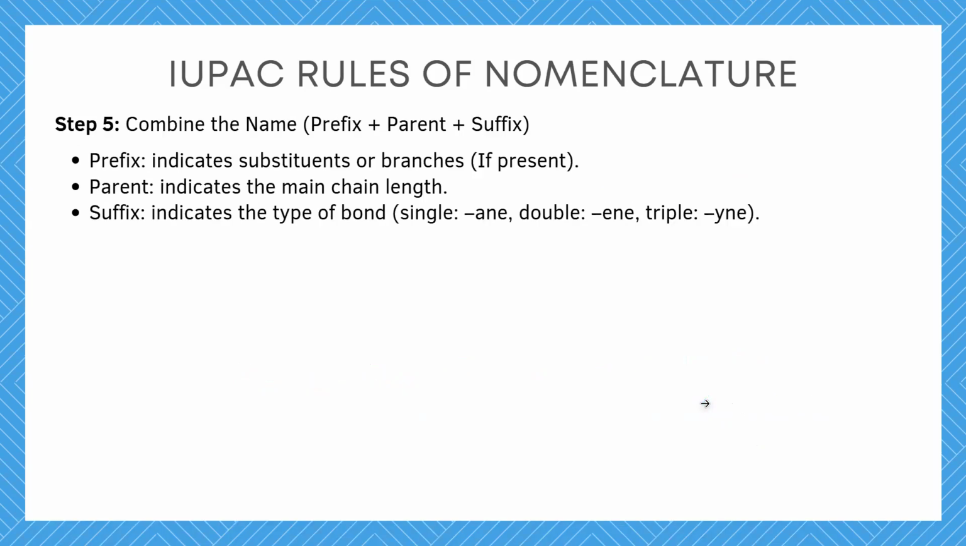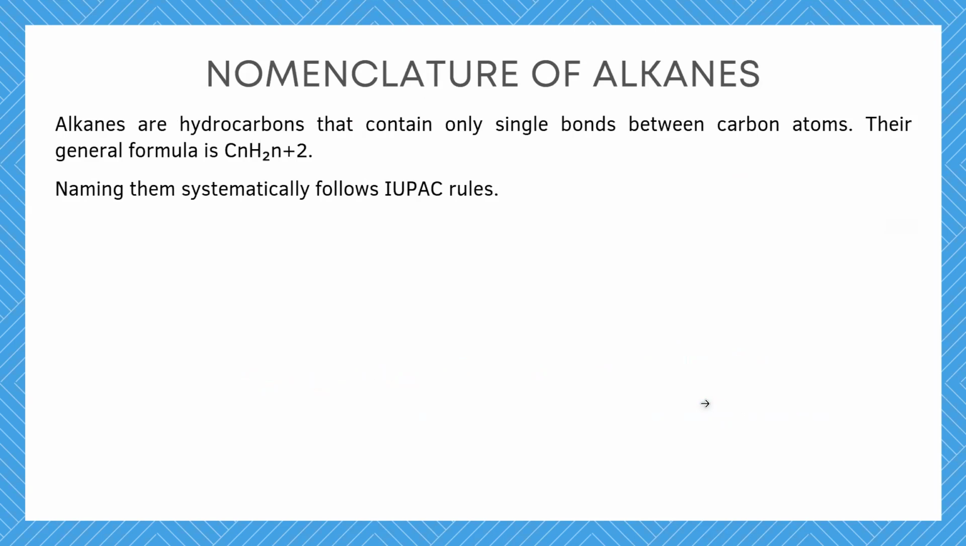I don't want you to get confused. So let's talk about the nomenclature of alkanes. Remember, we talked about the categories of hydrocarbons. We said there are alkanes, there are alkenes, and there are alkynes. Good. So we want to start with the first category, naming of alkanes.